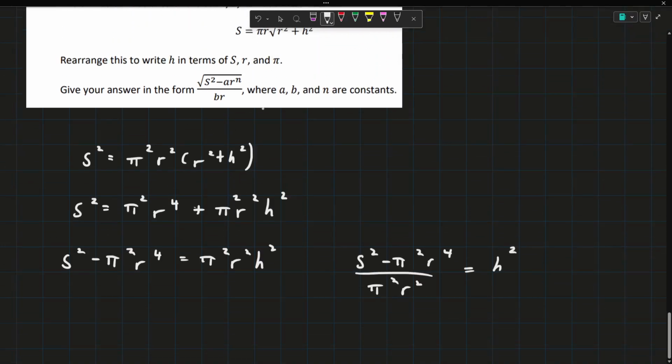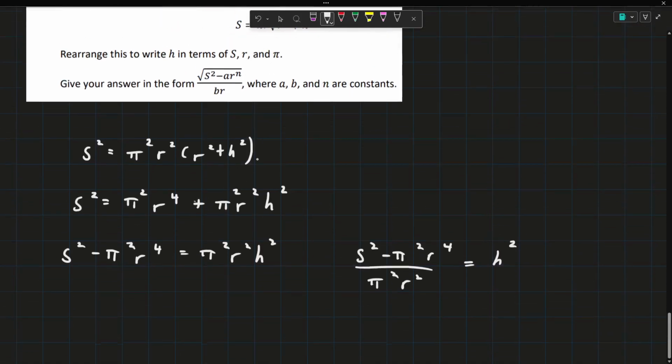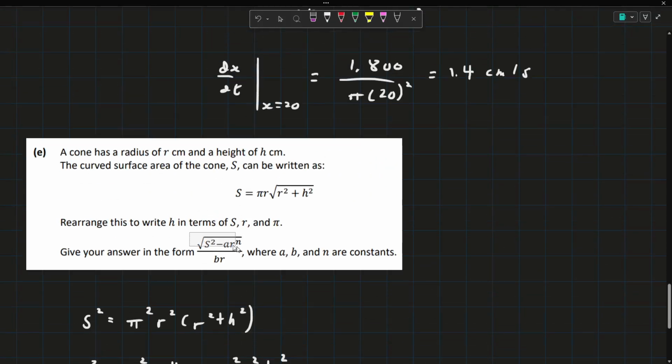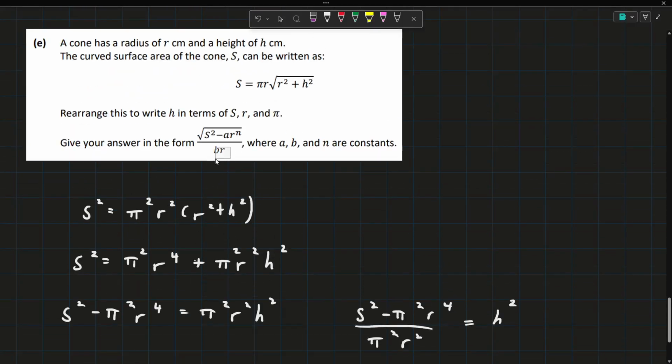And then we need to square root both sides, or do both sides to the power of 1/2, whatever makes more sense to you. Just remember that we do have to use the rules of indices here, and they apply for roots, because roots are the same as the power of 1/2. So whatever way makes it easier for you, I'll just do a square root, because I know it. So it means that h will be equal to the square root of s squared minus pi squared r to the power of 4 over pi squared r squared. Now we're not fully done. The numerator looks kind of like what we have there, but the denominator is just some number times r.